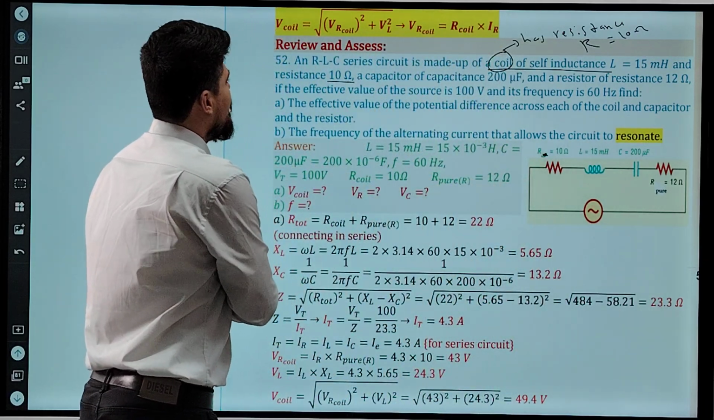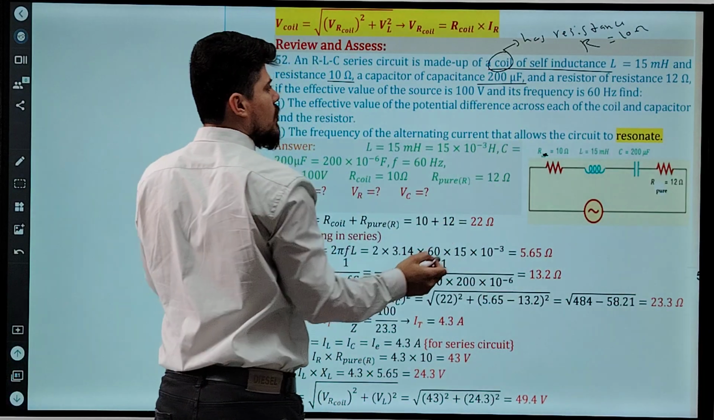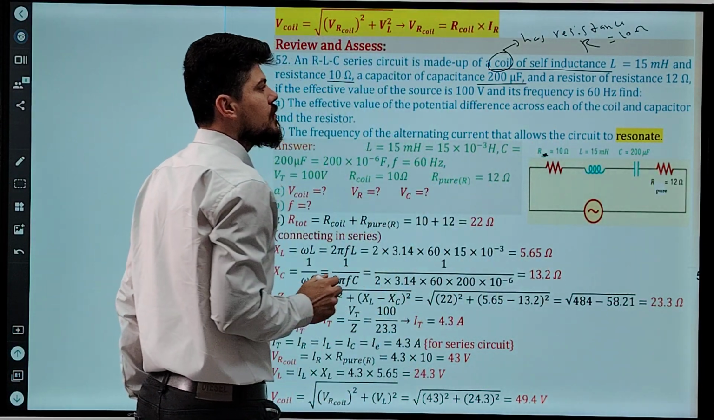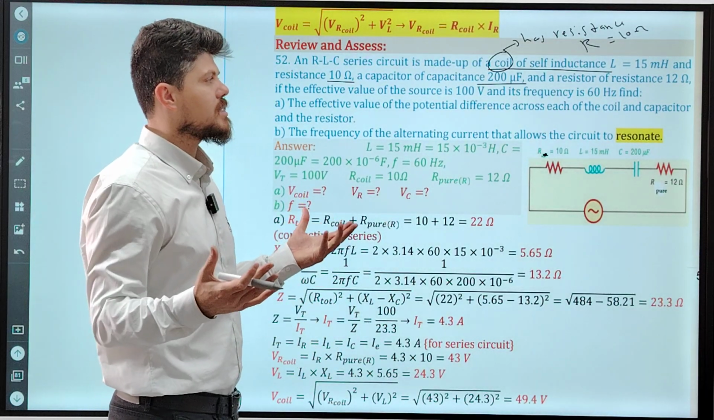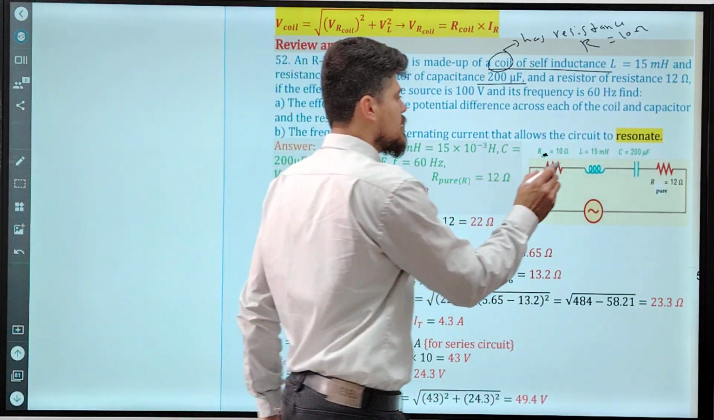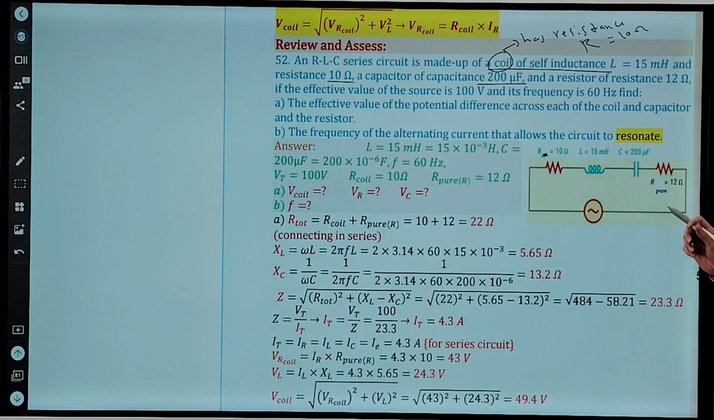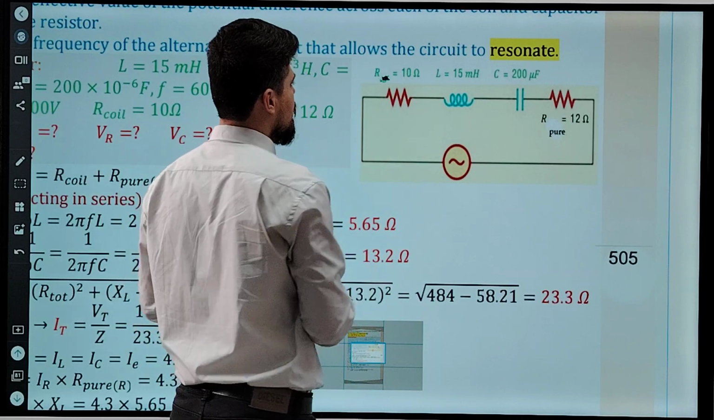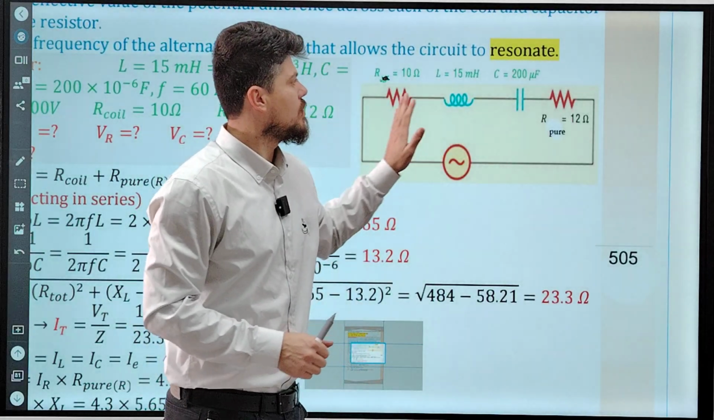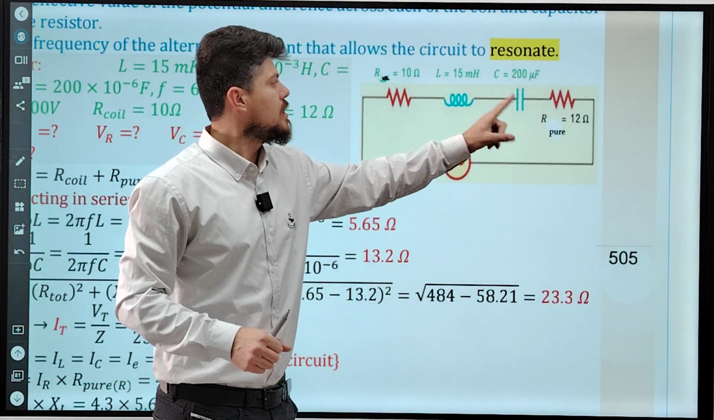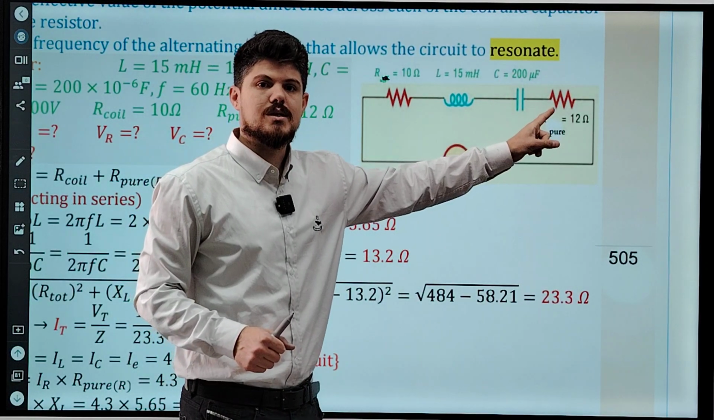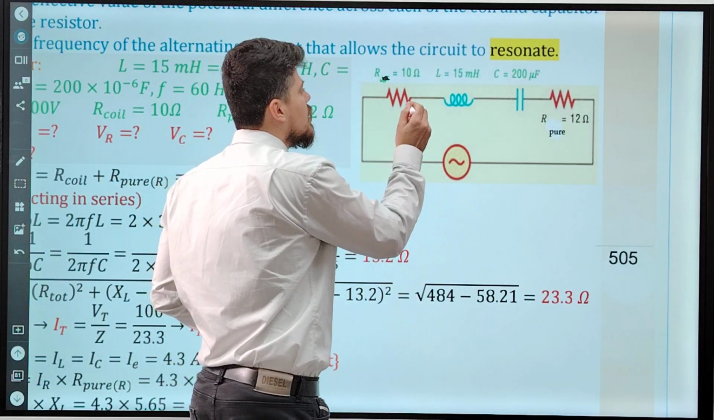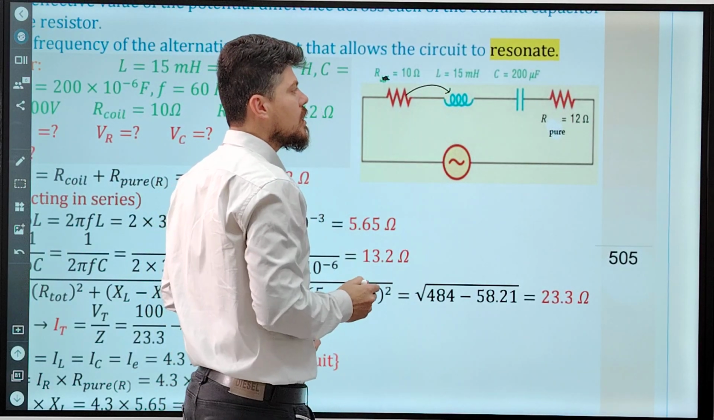Okay, a capacitor of capacitance also is given. The capacitance is 200 microfarad, and a resistance of 12 ohm. What is this resistance? This is pure resistance. Look, in the circuit we have two resistances. What is the difference between these two resistances? This resistance is a pure resistance of the circuit, but this resistance is the resistance of the coil.